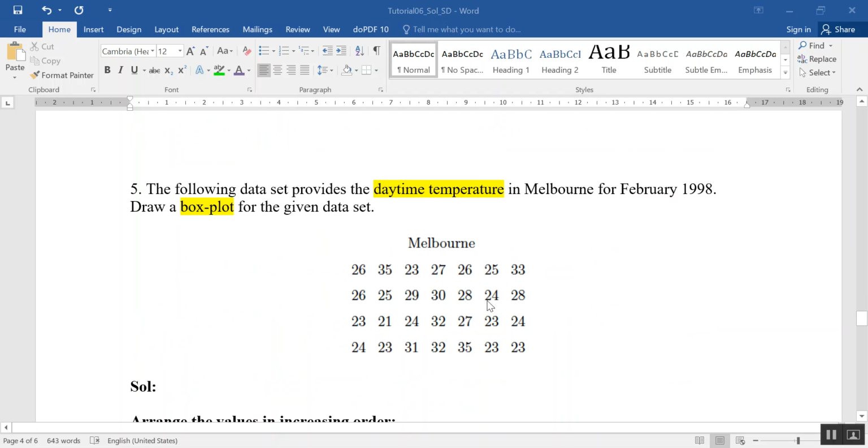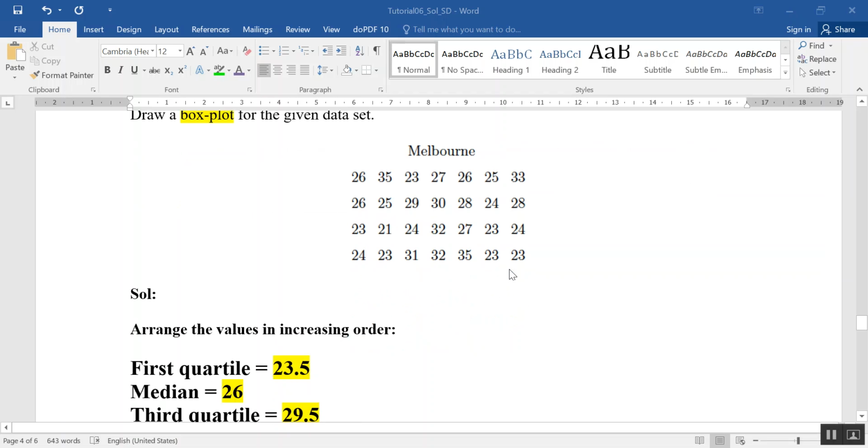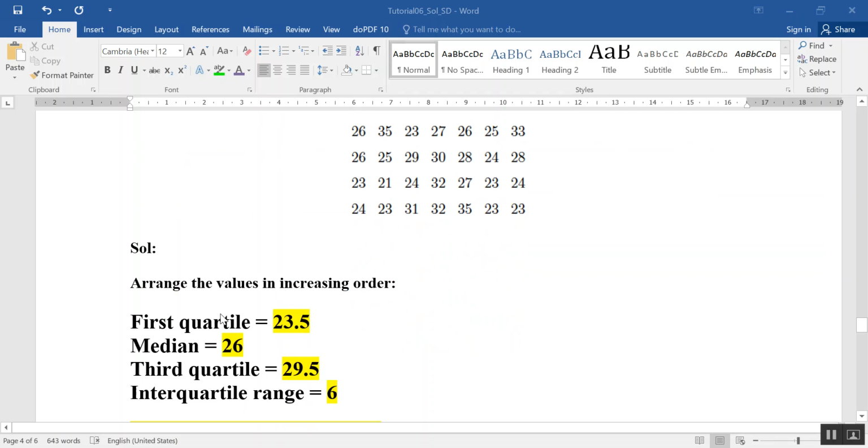All right. The following data set, now we're going for number 5. The daytime temperature in Melbourne for February 1998. Draw a box plot for the given data set. So this is the data set, and for a box plot, you have to find out what the things are that you need, okay? Basically for a box plot, you will need the first quartile value, median, third quartile, and interquartile range, okay?